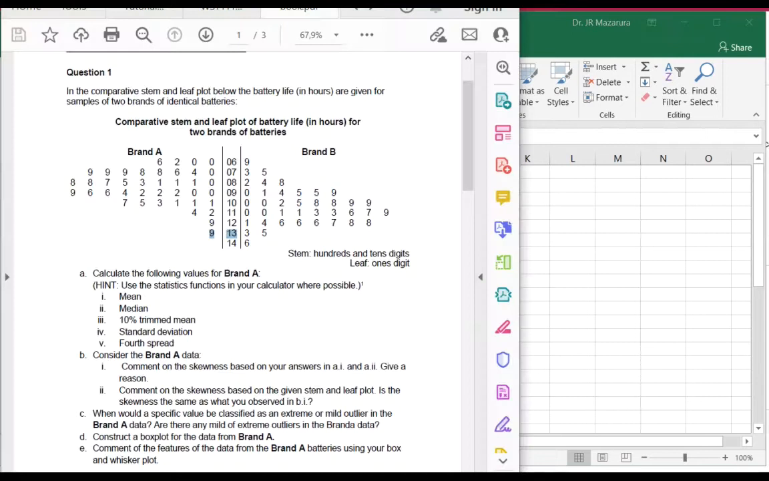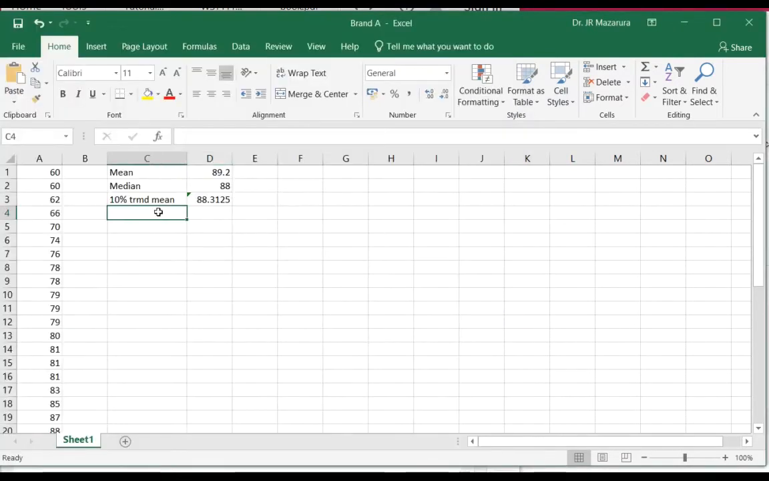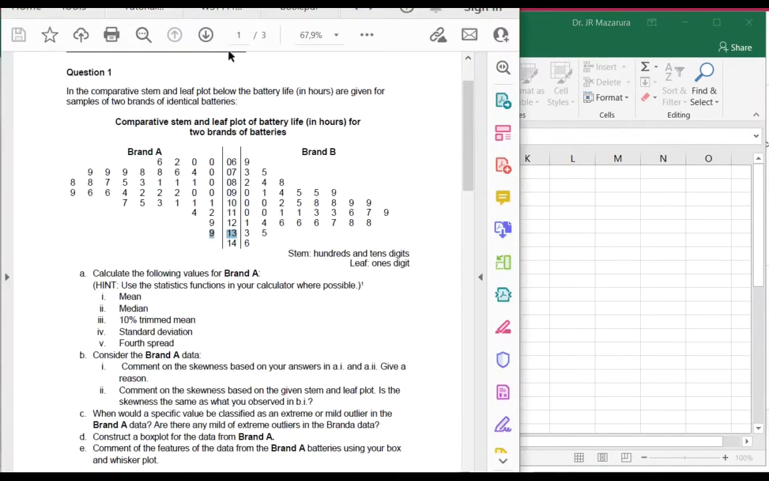And then the other thing I asked you for is the standard deviation. I'm just going to write standard deviation. And note well, we want the sample standard deviation because this is a sample. It says clearly here, this is samples of 2 brands. So you don't have all the possible battery lives for each and every single battery.